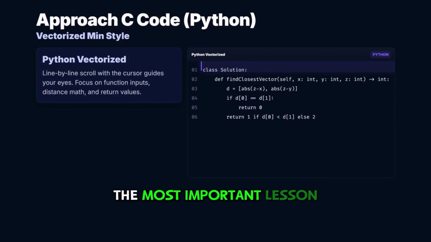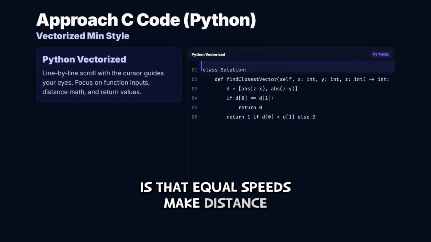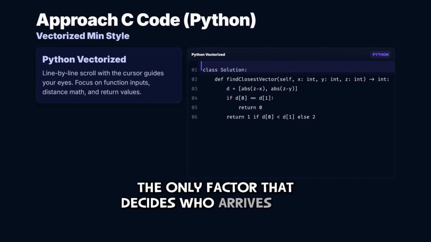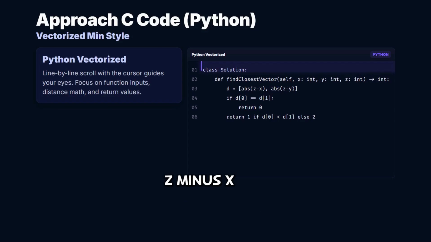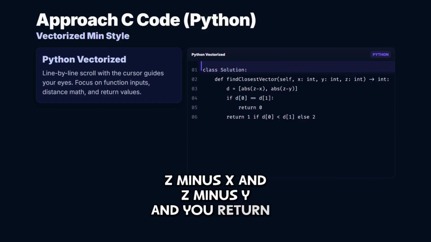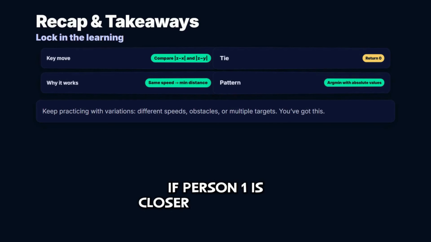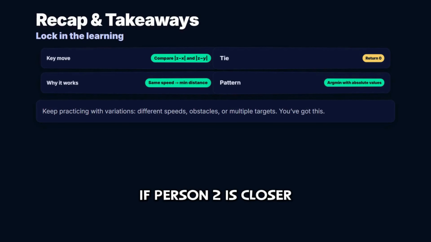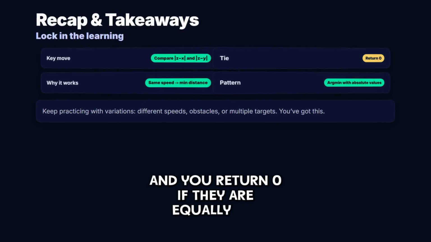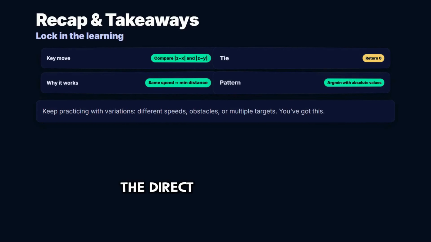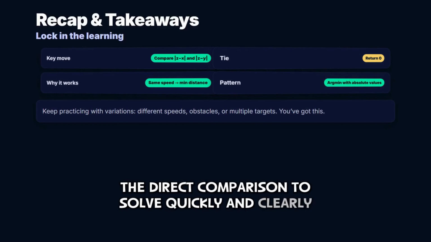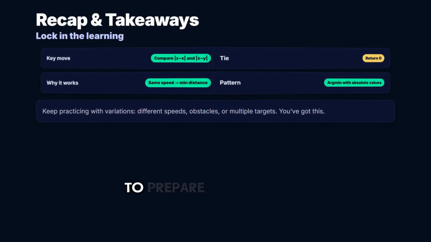The most important lesson is that equal speeds make distance the only factor that decides who arrives first. You compute the absolute distances z-x and z-y, and you return 1 if person 1 is closer. You return 2 if person 2 is closer, and you return 0 if they are equally far. You can use the simulation to build understanding, the direct comparison to solve quickly and clearly, and the vectorized style to prepare for versions of the problem with more people.